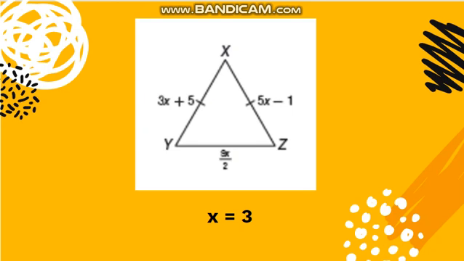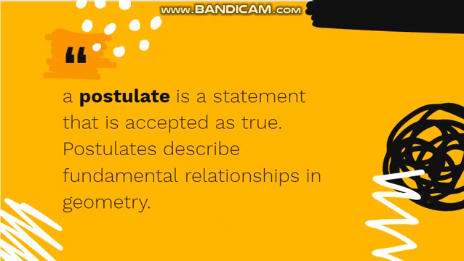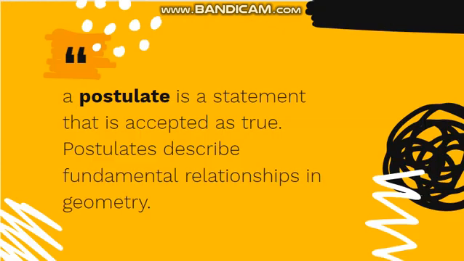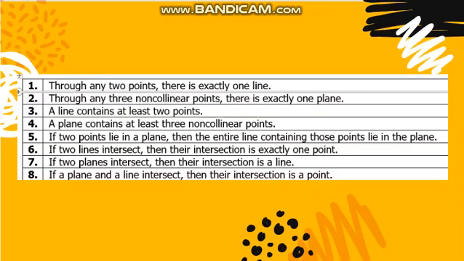So down at the bottom, we see this. A postulate is a statement that is accepted as true. Postulates describe fundamental relationships in geometry. So anytime we're talking about a postulate, this is sort of a rule that we can go back to, sort of like when we see these congruency markers and we know what those mean. A postulate is something that we can count on to be true. So here are a few postulates that you're going to run into a lot in geometry.